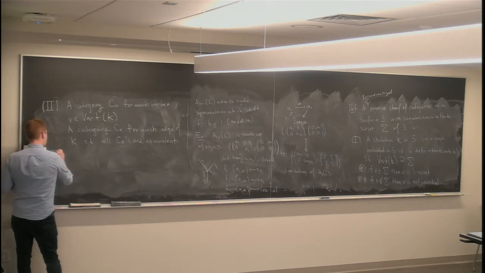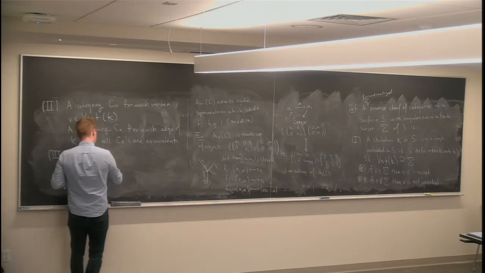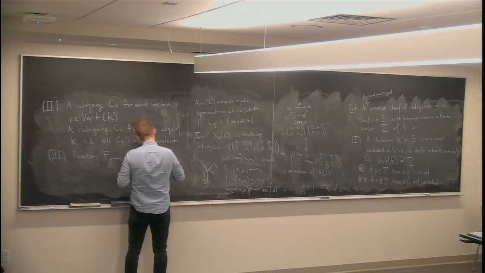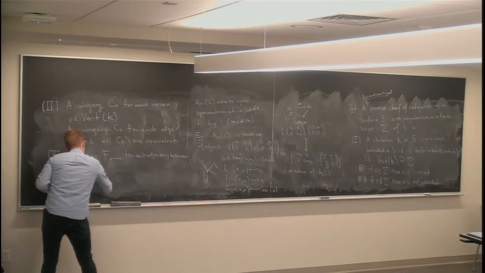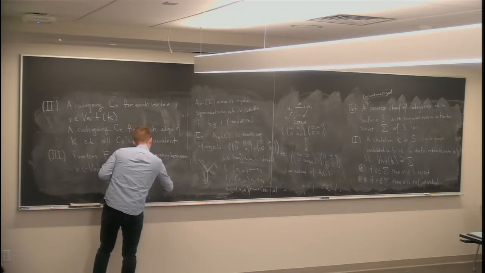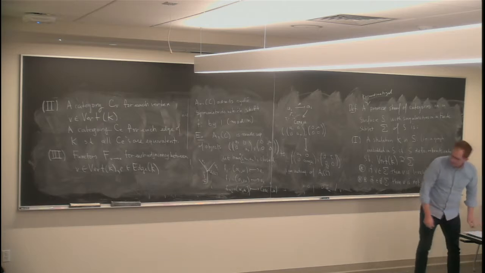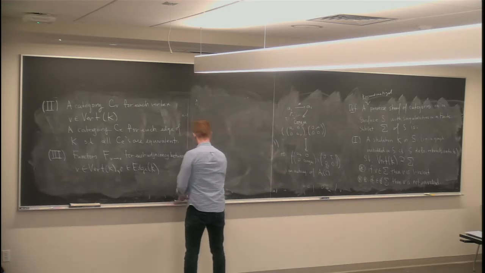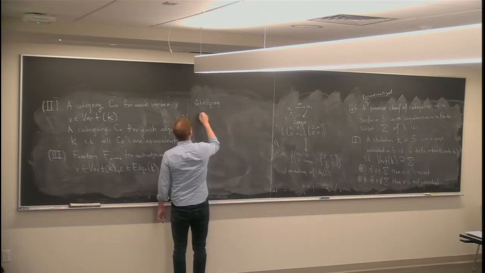Then the third thing that I want is the following conditions. I have functors F_E for each adjacency between vertices of K and edges of K. I need functors for adjacencies, and the functors must satisfy the following conditions.